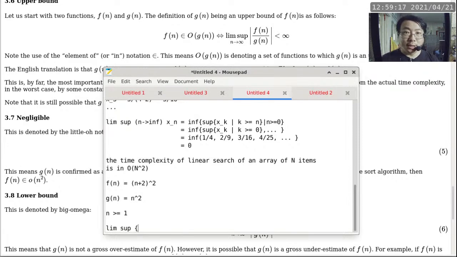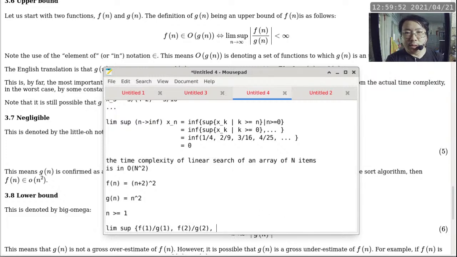So there's no need to specify the absolute value thing. So now we just say we are looking at the limit superior of a set, and this particular set has basically f of 0 divided by g of 0, f of 1 divided by g of 1, f of 2 divided by g of 2. Oh, okay, I forgot. n has to be greater than or equal to 1, so this one cannot be in the set. There we go.